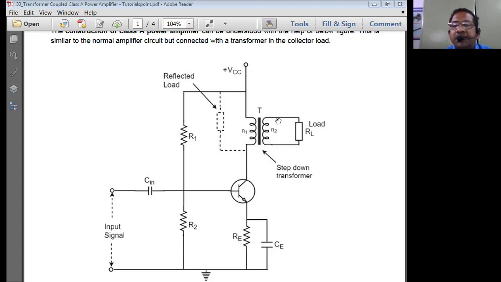And impedance matching is achieved definitely when you use a step down transformer with fewer turns at the secondary. Impedance matching is achieved with the load resistance as well. So thereby the transformer is normally used to provide impedance matching. If impedance matching is achieved, maximum power can be transferred to the load.